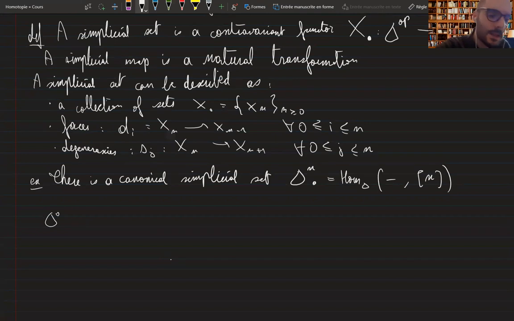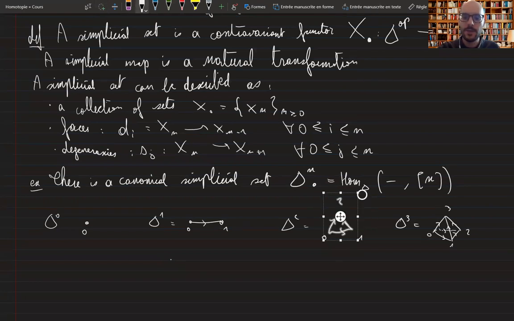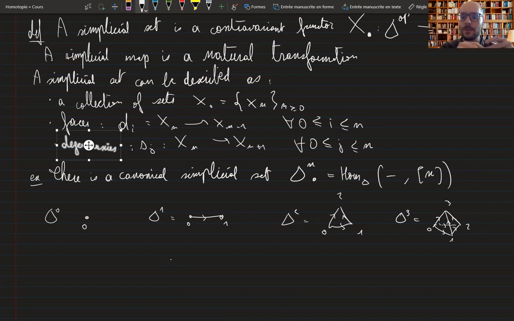So delta zero is simply a point. Delta one is an interval. Delta two is a triangle. So typically zero, zero, one, zero, one, two. Delta three, it's a tetrahedron. Like this, and your edges are oriented like this, and so on, all right? And when you have a big simplicial set, an element of Xn is essentially one of these simplices. And the faces tell you how the faces of the simplices are glued to one another. And the degeneracies tell you that some of the simplices are actually collapsed and are actually coming from lower dimensional simplices.